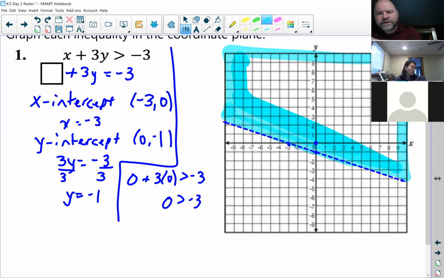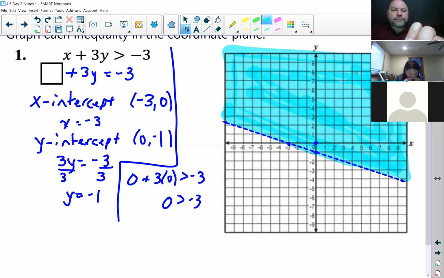So even if you did the solve for y, the y equals method, your graph should look exactly like this, minus maybe all of the blue highlighter that I used. But it should be a dashed line. So your slope, if you did the y equals method, would have been -1/3, and your y-intercept would be -1. All right, questions?